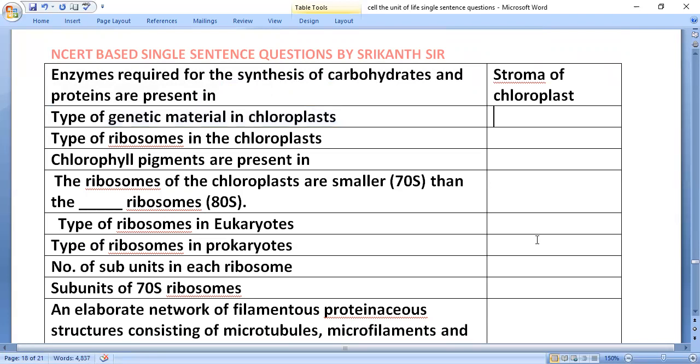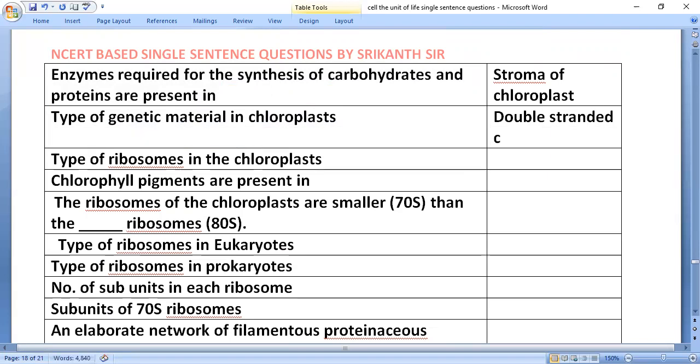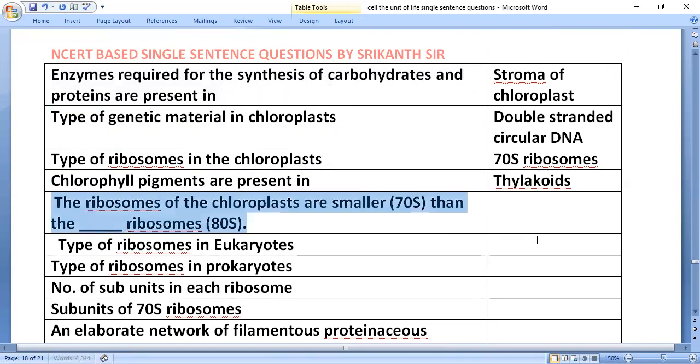Type of genetic material in chloroplast: double-stranded circular DNA. Type of ribosomes in the chloroplast: 70S ribosomes. Chlorophyll pigments are present in thylakoids. The ribosomes of the chloroplast are smaller, 70S, than the 80S ribosomes.